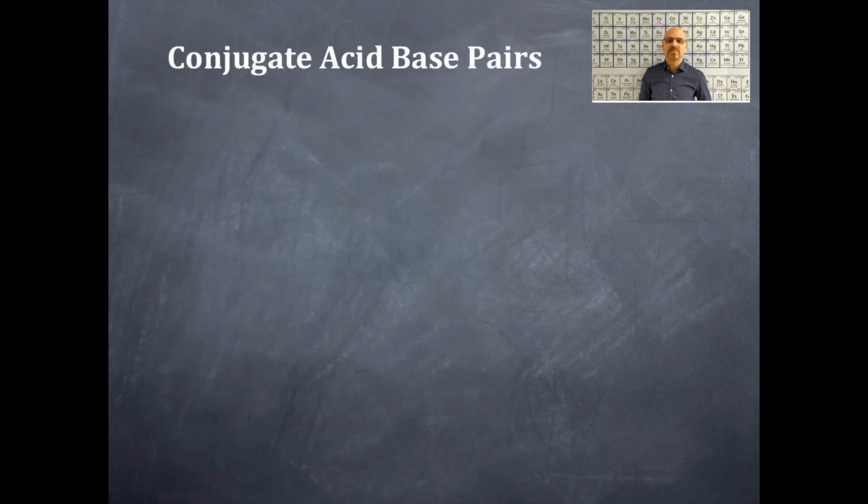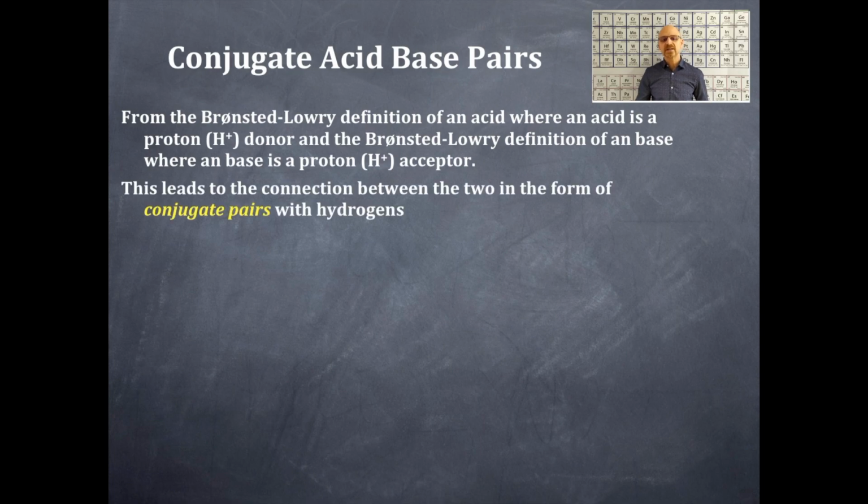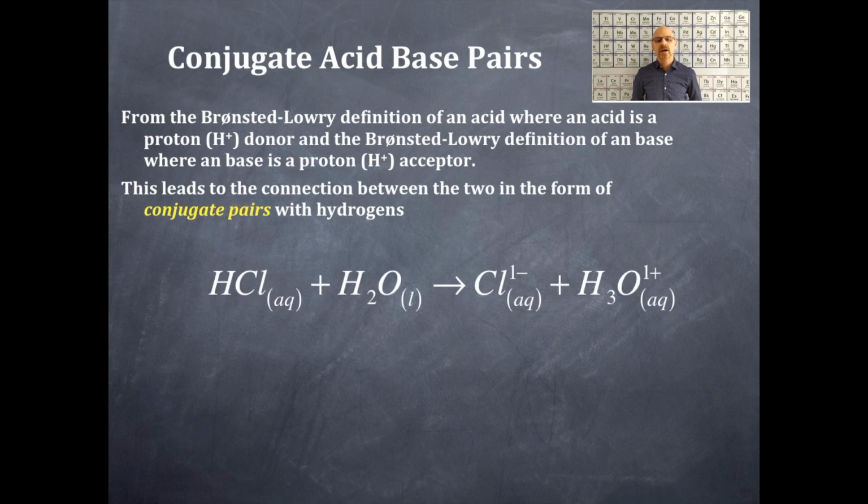Conjugate acid-base pairs. One of the definitions of acids led to conjugate acid-base pairs. From the Brønsted-Lowry definition, an acid is a proton donor, that is a hydrogen ion donor, and a base is a proton acceptor. This leads to the connection between the two forms, what are called conjugate pairs, with the hydrogen ions. One's accepting, one's donating. So we're going to take a look at this equation here.